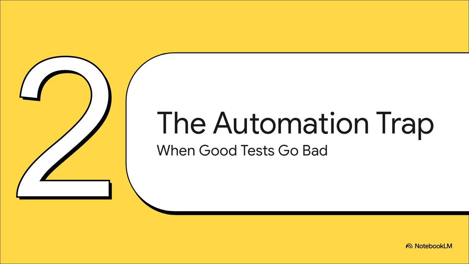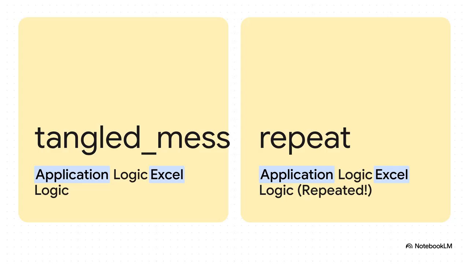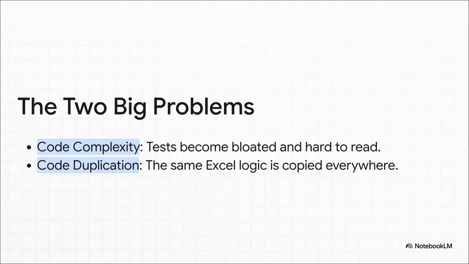There's a really common trap that can turn your beautiful, efficient tests into an absolute nightmare to maintain. And this is probably going to look familiar. We write our test case, and right inside it we mix the application logic with all the code to open, read, and close that Excel file. It's all just jumbled together. And then what happens when you write test case number 2? Yep, you just copy and paste that entire chunk of Excel logic all over again. And that creates two huge problems. Number one, your tests get bloated, they're complicated and just plain hard to read. And number two, you're duplicating code everywhere. I mean everywhere. And trust me, that is a maintenance disaster just waiting to happen.